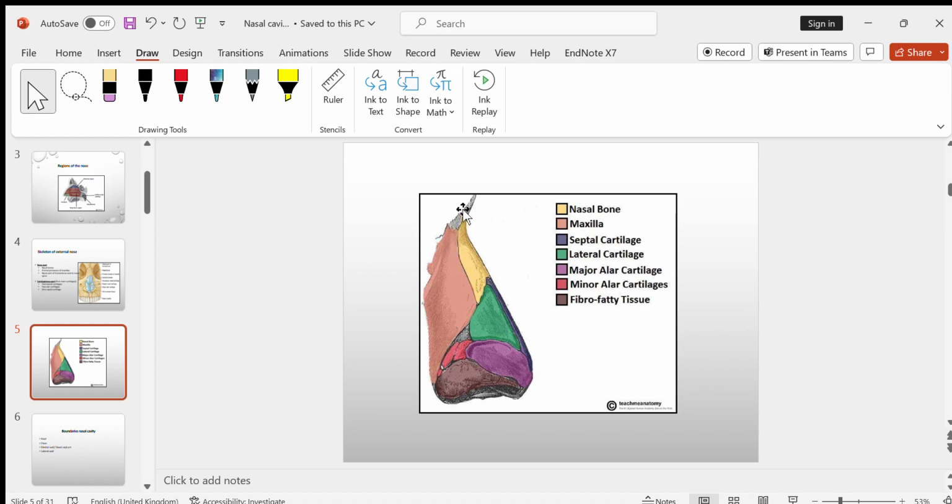This gray one is the nasal part of the frontal bone. This yellow one is the nasal bone. This peach one is the frontal process of the maxilla. The rest are the cartilages. This green is the lateral cartilage. This magenta one is the major alar cartilage. This red one is the minor alar cartilage. And this brown part is the fibrofatty tissue.